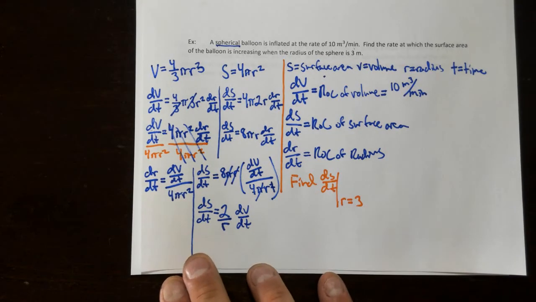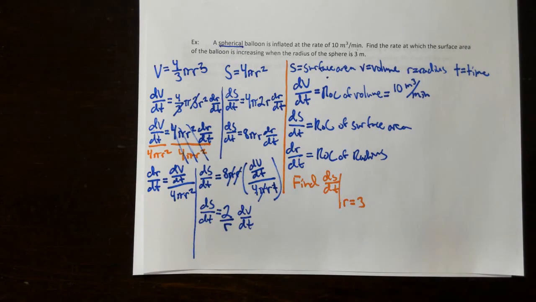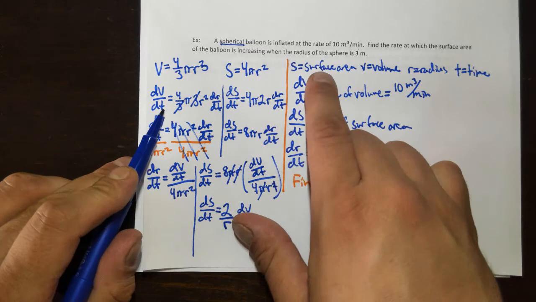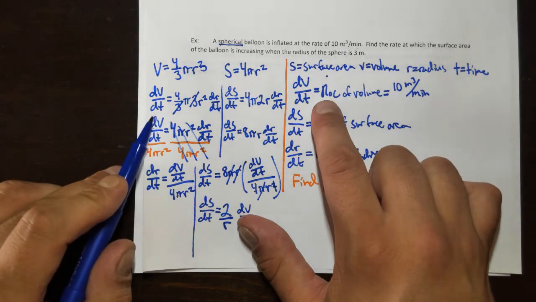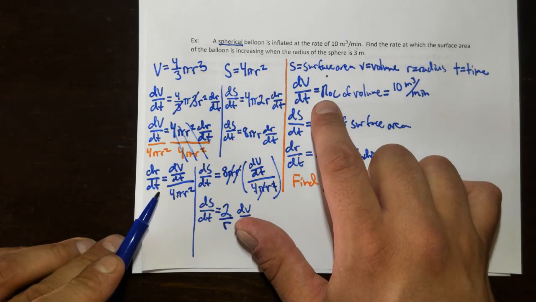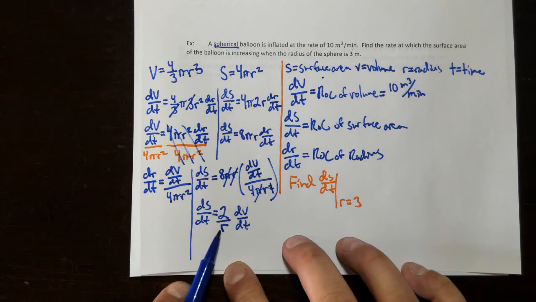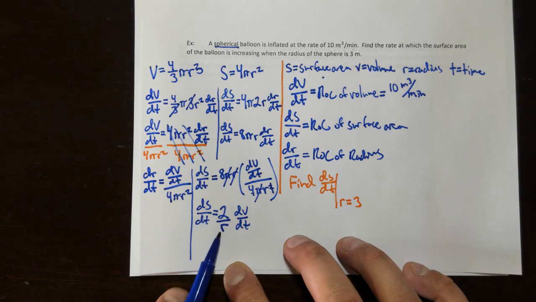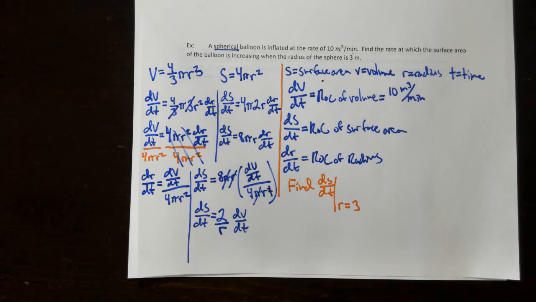Okay, now we can plug in our stuff. So we created our two functions that included all of these variables in them, and then we solved one of the functions because we need to relate these two functions. So we solved one of them, plugged it into the other function, and we got dS/dt equals 2 over r dV/dt. And now we can just plug everything in.